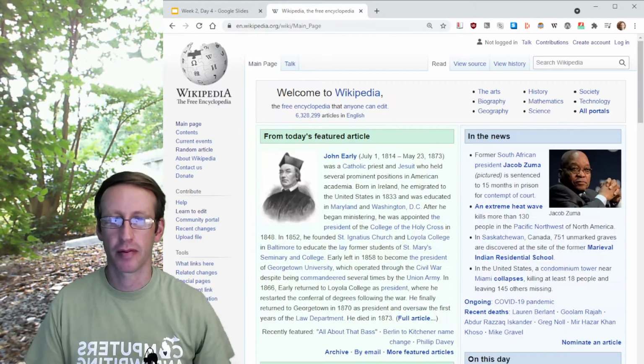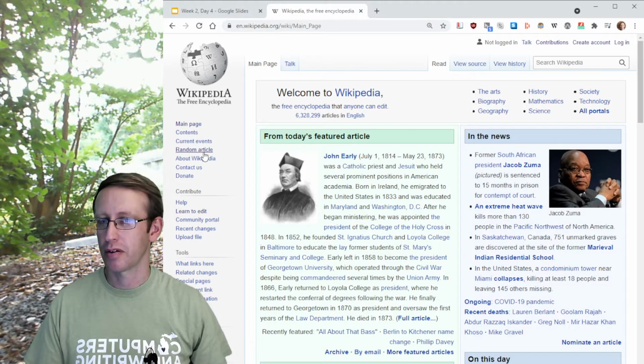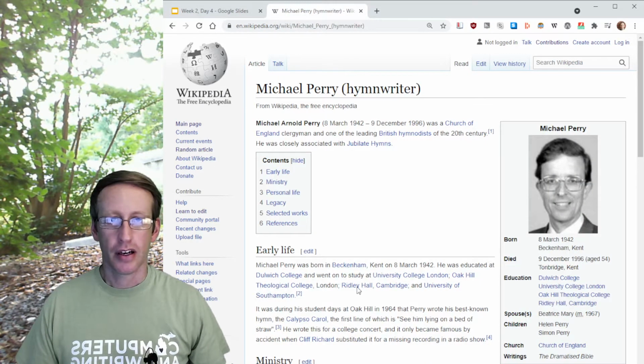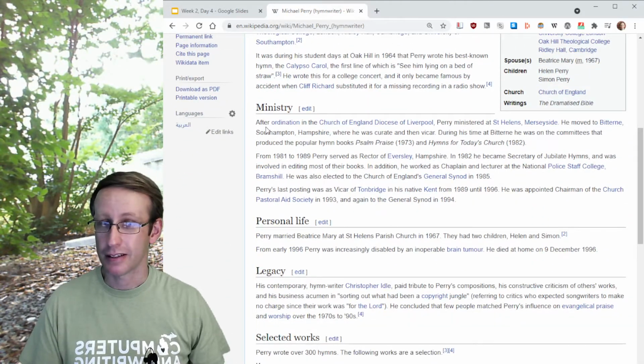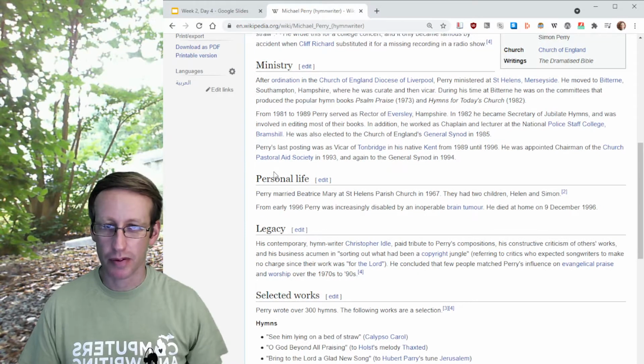So taking a look at Wikipedia. Let's do the random article thing on Wikipedia. This is kind of fun. All right, so Michael Perry, who's a hymn writer. So take a look at these paragraphs. Not indented, right? These are all left justified.